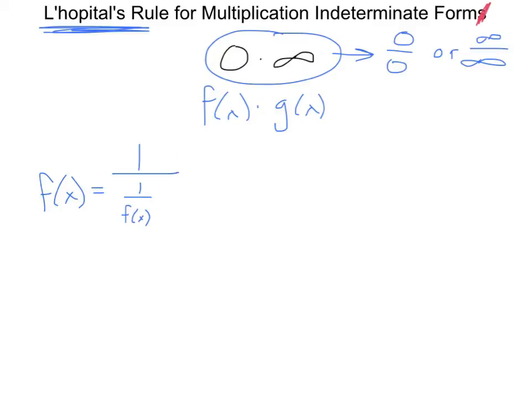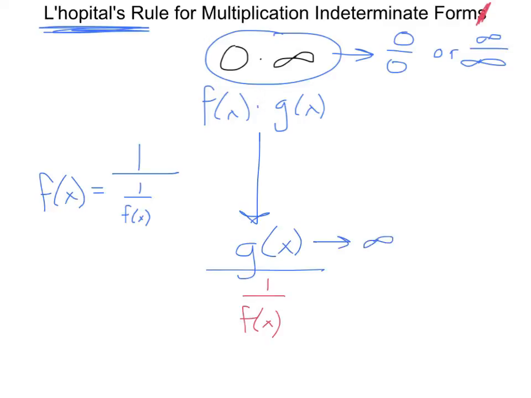So what that means is I can take this expression here and rewrite it as g of x over 1 over f of x. And the reason that's neat is, remember, what is g of x approaching? G of x is approaching infinity. And what's f of x approaching? Well, f of x is approaching 0, but that means 1 over f of x approaches infinity. And we've taken our expression and written it as infinity over infinity, right?